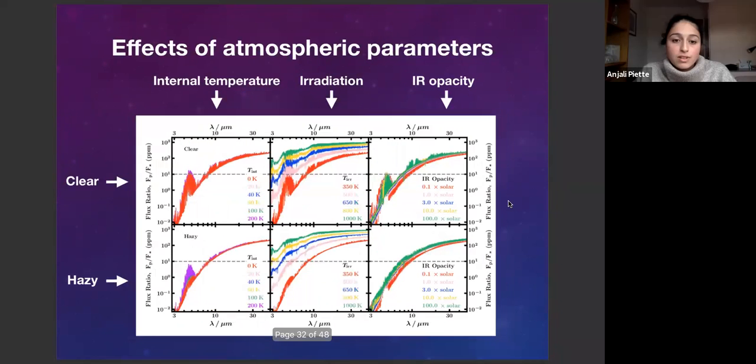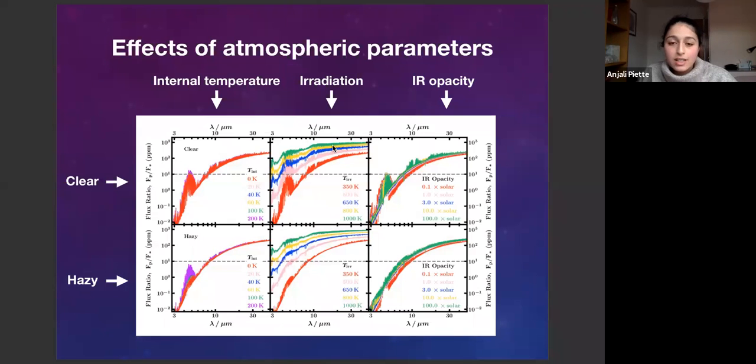So I also want to show you the effect on the thermal emission spectra. So as expected, the internal temperature doesn't have a huge effect on the spectrum. So these plots are laid out in the same way as the previous one. And so, yeah, different internal temperatures, unless it's a very, very high internal temperature, for example, 200 Kelvin, we don't see much difference between the thermal emission spectra.